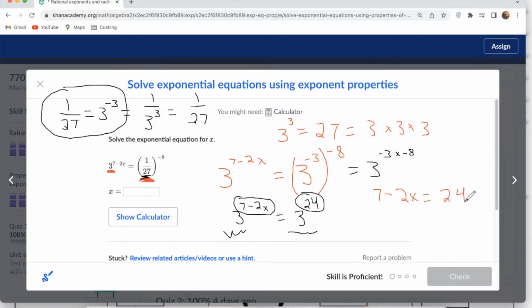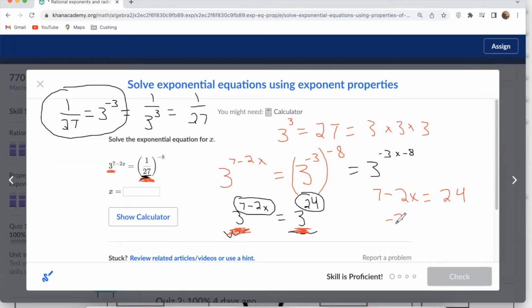What I'm saying is that if the base is 3 on both the left and right side of the equation, then to make it equal, the exponents have to be equal. So that means that 7 minus 2x has to equal 24.